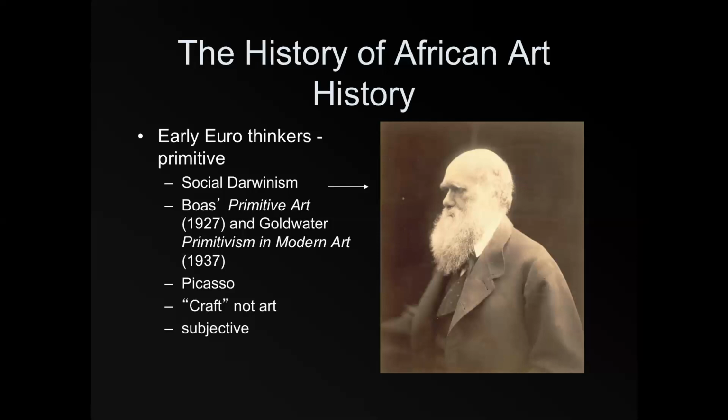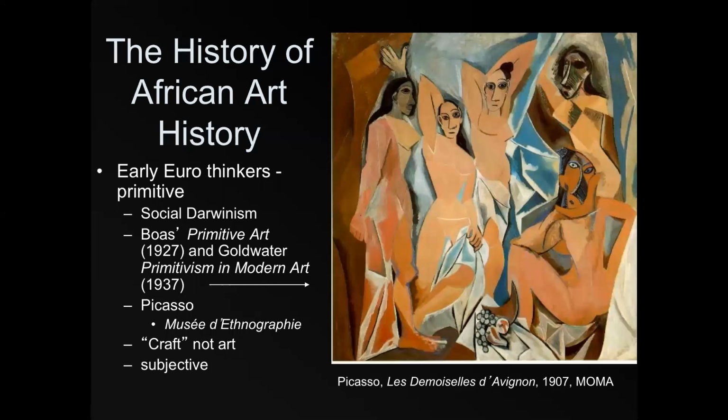So one example is Boas's Primitive Art, where he's talking about the influence of Africa and Asia as well on modern and modernist artists, like going from Gauguin to Picasso. And then Goldwater's Primitivism in Modern Art in 1937, where he's talking more about modernists like Picasso and Matisse. So Picasso is one of those examples of people whose art changed because of their exposure to African art.